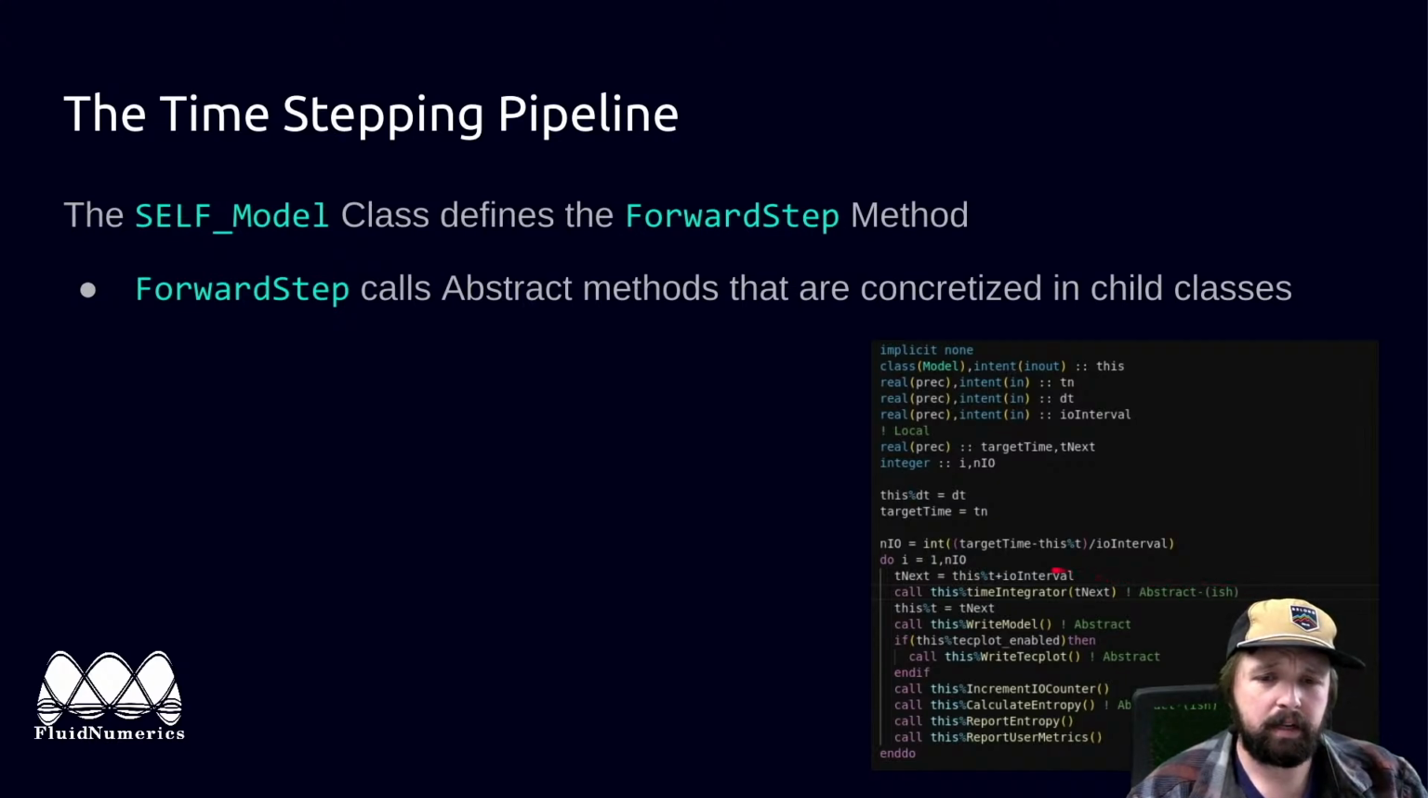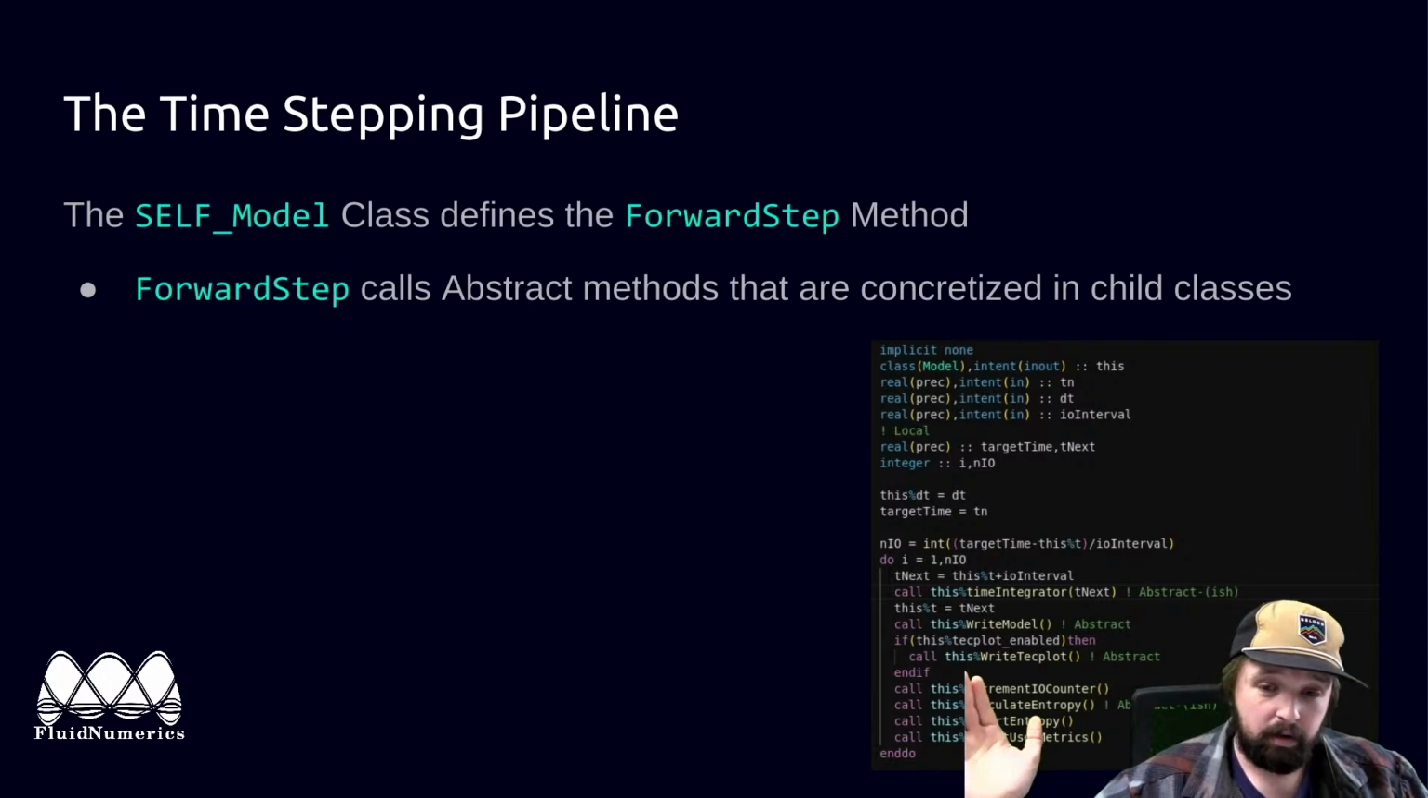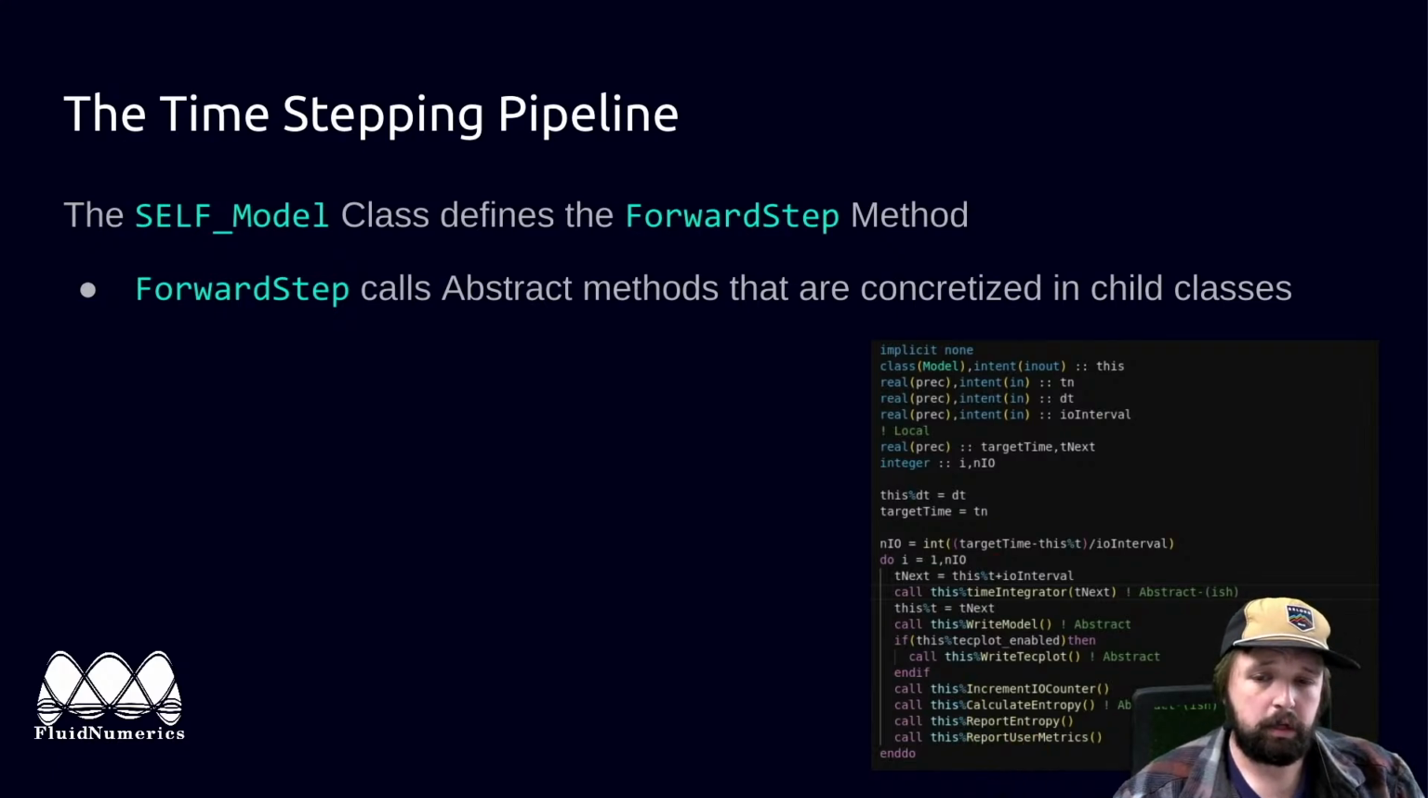But this just gives you a nice framework where you tell me the time that you want to iterate to. So you have your starting time and your end time. You tell me how frequently you want to write the model state out to file, and this procedure takes care of that. This is all the code that's there: you have a do loop over the number of iterations to go from T0 to Tn.